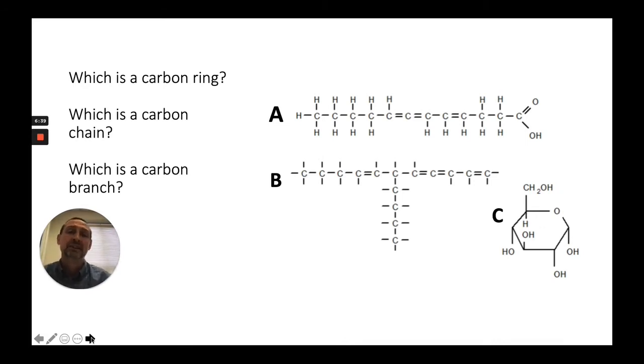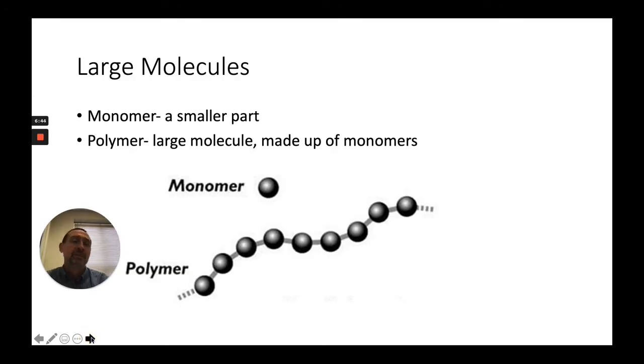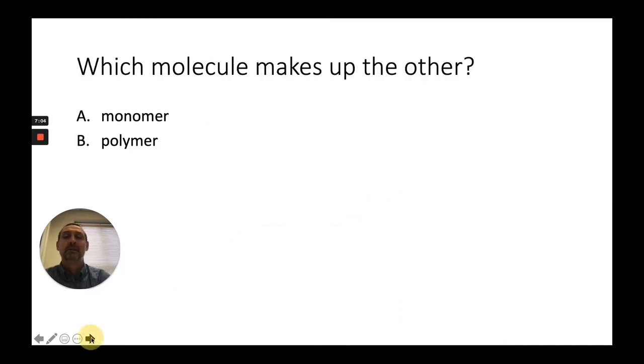The double lines means they're sharing 2 electrons instead of just 1. This capacity of carbon allows it to make really interesting complex molecules. We sometimes call them organic molecules. Those molecules, when they're large complex molecules, are called polymers. Polymers are made up of smaller subunits called monomers. So monomer just means one, poly means many.